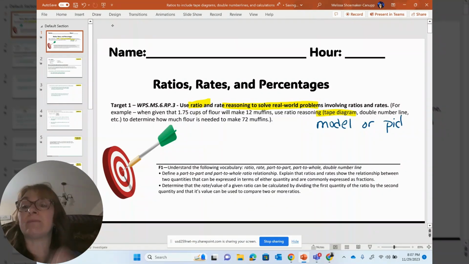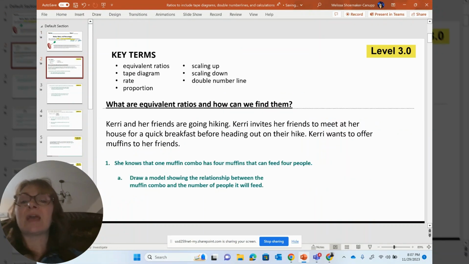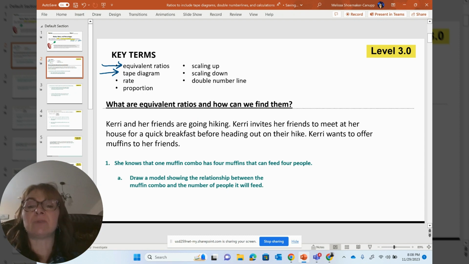And no one can laugh at my pictures. Our vocabulary that we're going to concentrate on today will be equivalent ratios and tape diagrams. We're going to jump right in here and do some reading. What are equivalent ratios, and then how can we find them?